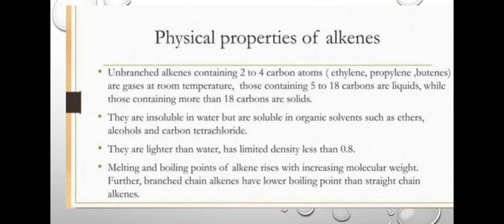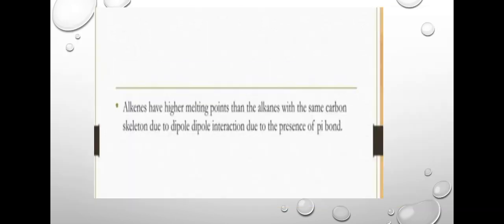Melting and boiling point of alkene increases with increasing molecular weight. Further, branched alkenes have lower melting point than straight chain alkenes. Alkenes have higher melting point than alkanes with the same carbon skeleton due to dipole-dipole attraction, and this dipole-dipole attraction is due to the presence of the pi bond, the double bond.